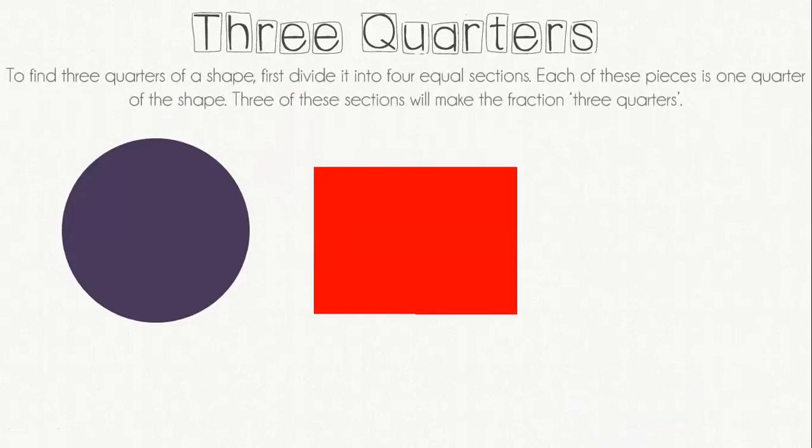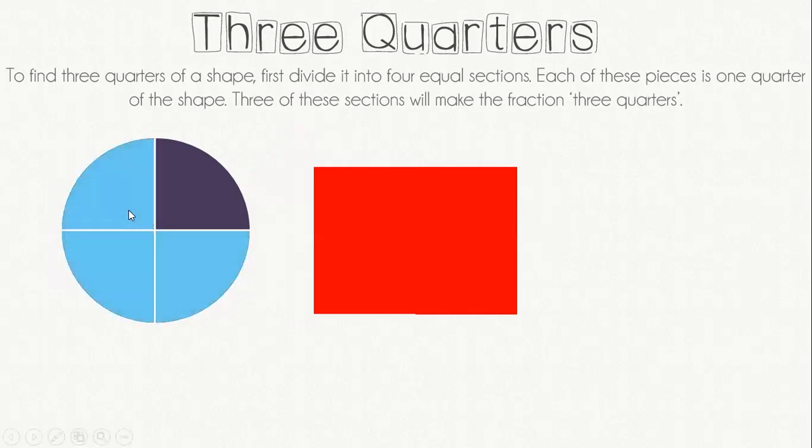3 quarters. So to find 3 quarters of a shape, first divide it into 4 equal sections, 4 equal parts. Each of these pieces is 1 quarter of the shape. 3 of these sections will make the fraction 3 quarters. Let's take a look. So we cut it into 4 equal parts. We're only going to look at 3 of the sections, and that will leave us with 3 over 4. Our fraction is 3 quarters.